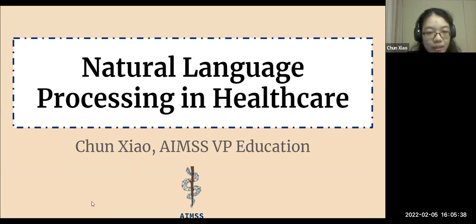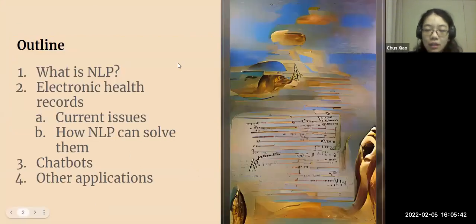So let's start off by going over the outline for this lecture. First, we'll talk about what natural language processing is, and then we'll talk about electronic health records, the current issues with the electronic health record system, and how NLP can help solve them. Then we will talk about chatbots, and we'll go through some other applications at the end.